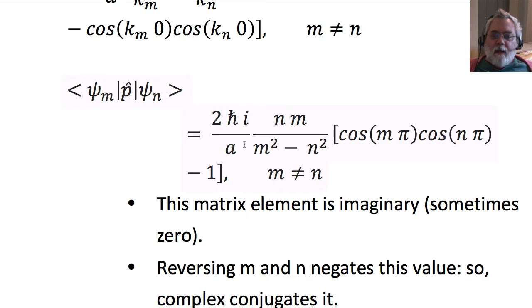2 h bar i over a, n m over m squared minus n squared, times the expression cosine m pi cosine n pi minus 1. This is all for m not equal to n. This matrix element is imaginary because of this i, but it is sometimes 0. Some values of m and n will make this expression 0. Reversing m and n negates this value, so it complex conjugates it. Reversing m and n here does not make a difference, here does not make a difference, but in the denominator it negates it.